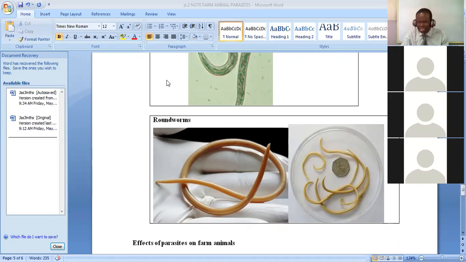But not only that, the farmer doesn't need to wait until he observes those symptoms in his animals. For a commercial farmer, he or she deworms his animals regularly, more frequently in the rainy season, less frequently in the dry season. So deworming is a routine practice, a regular practice. Have I answered your question?